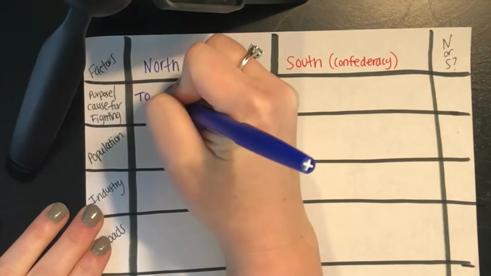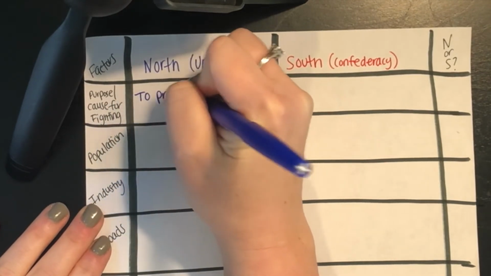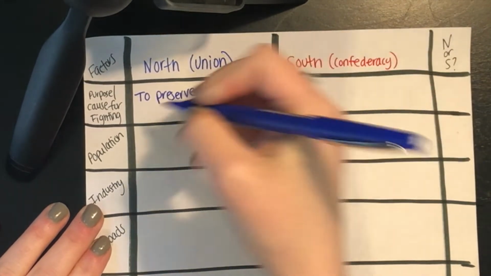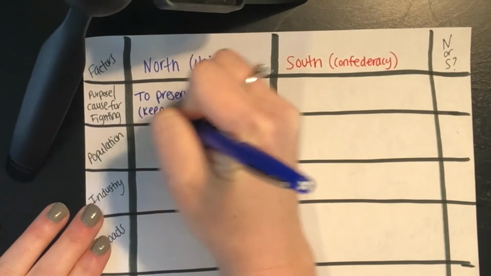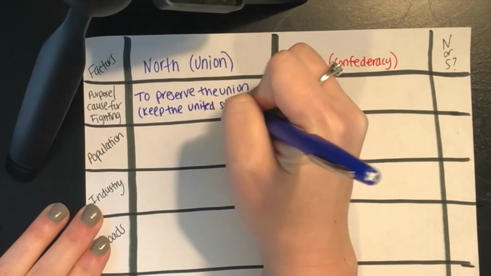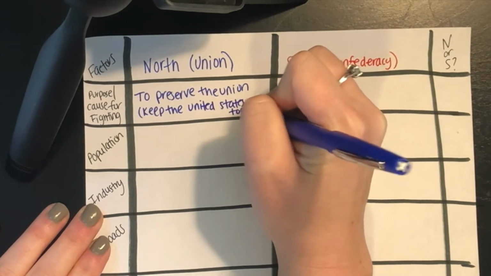Okay, so the North, their reason for fighting is to preserve the Union. The Union being the United States. The South has seceded, meaning that they broke away, they split away from the Union. So the North wants to keep the Union together, keep the United States together as one.